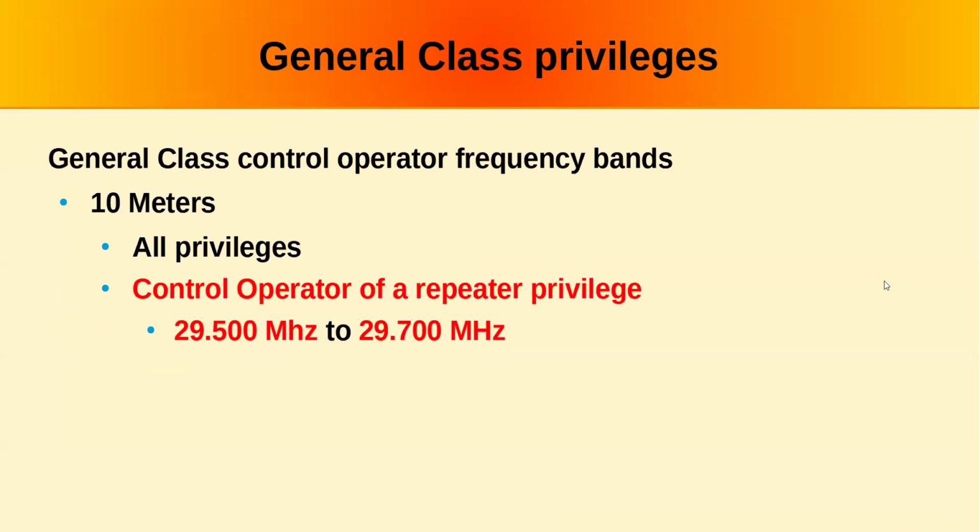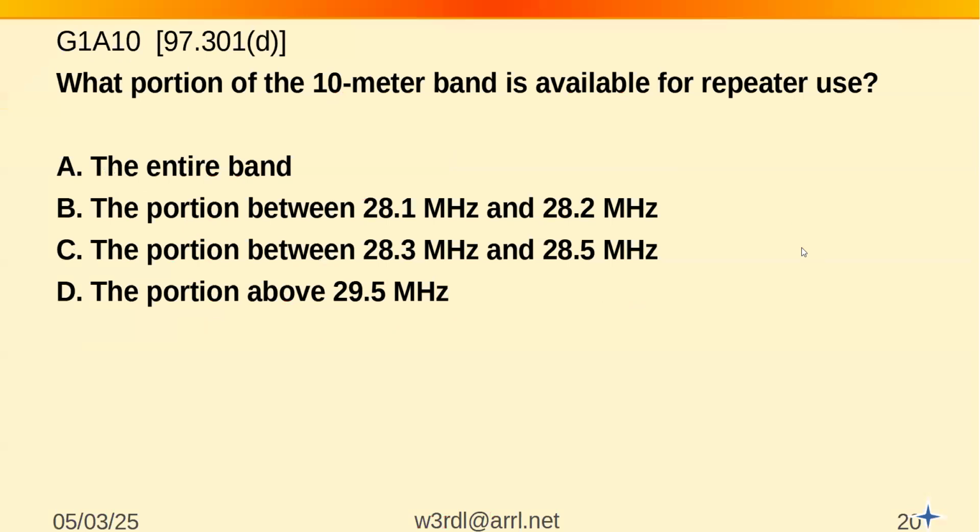For repeaters on 10 meters, general can be a control operator in the 29.5 to 29.7 megahertz band. I don't know that we have any 10-meter repeaters around here. There was one nearby, but I've never tried to get on it, so I don't really know. What portion of the 10-meter band is available for repeater use?